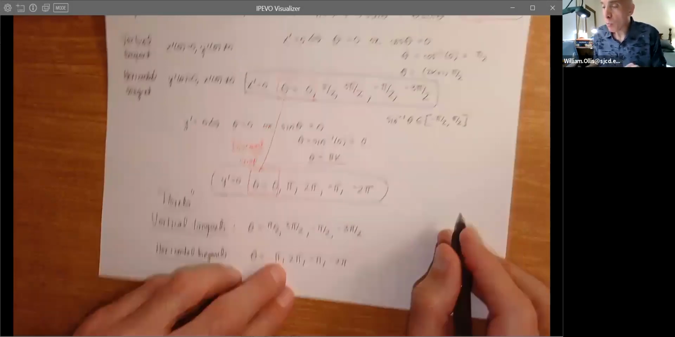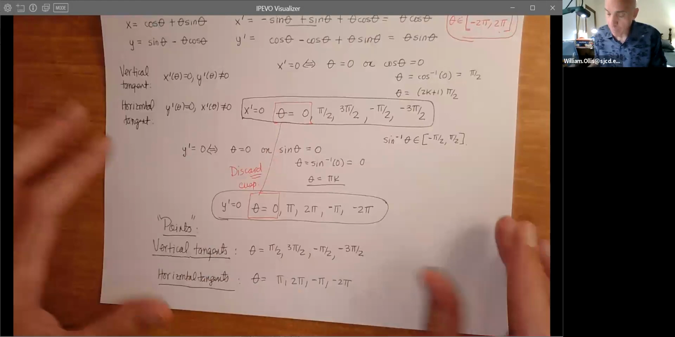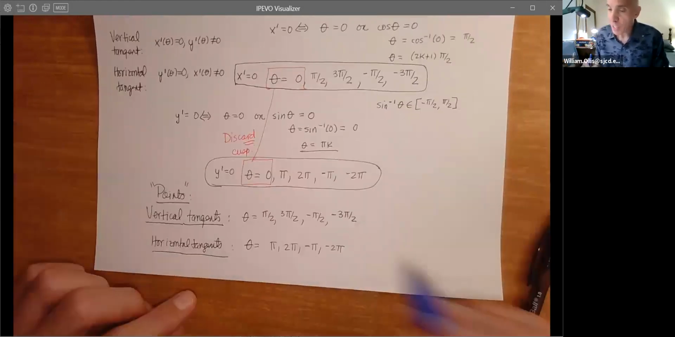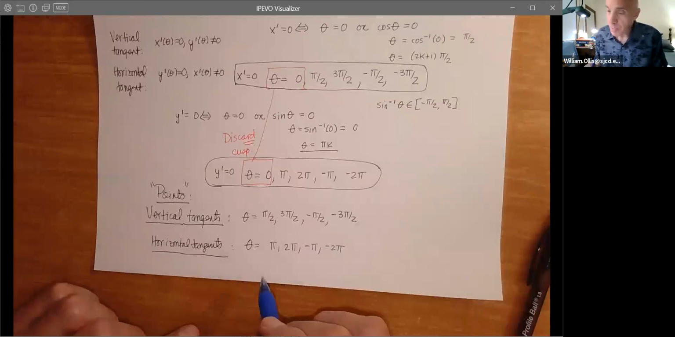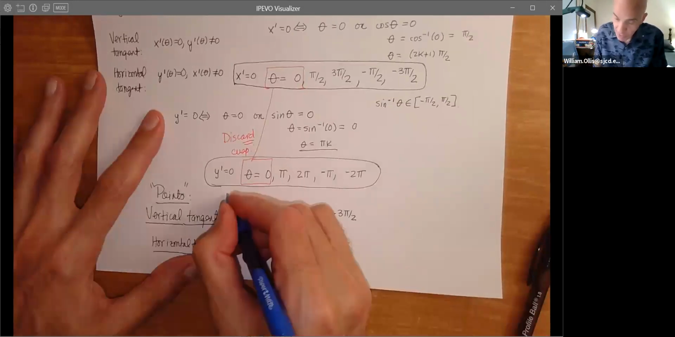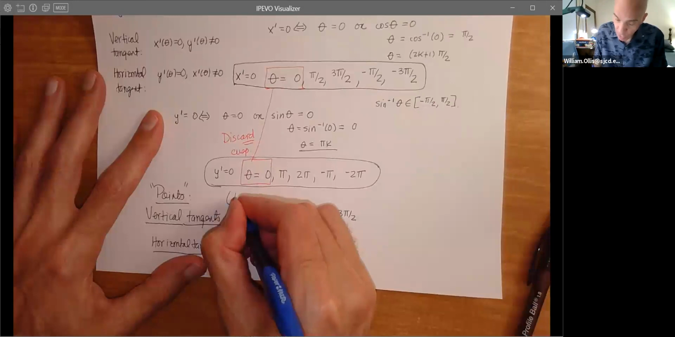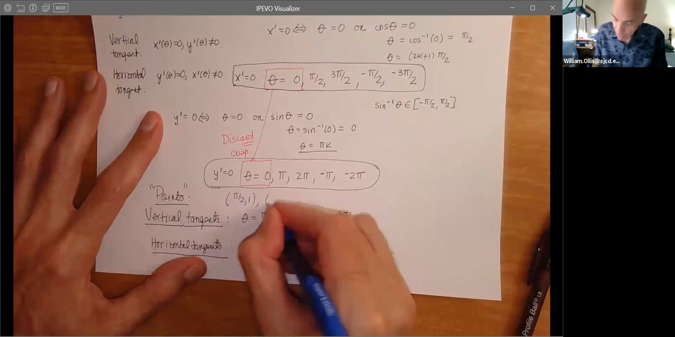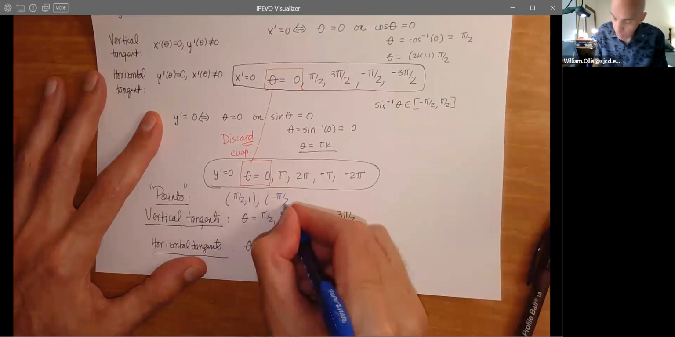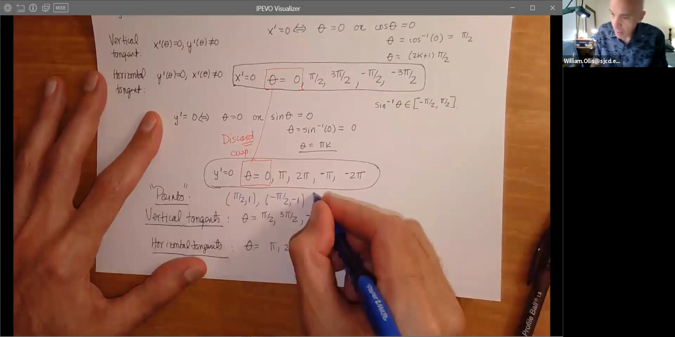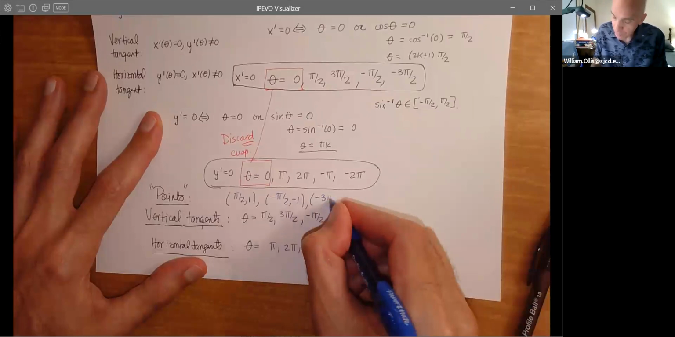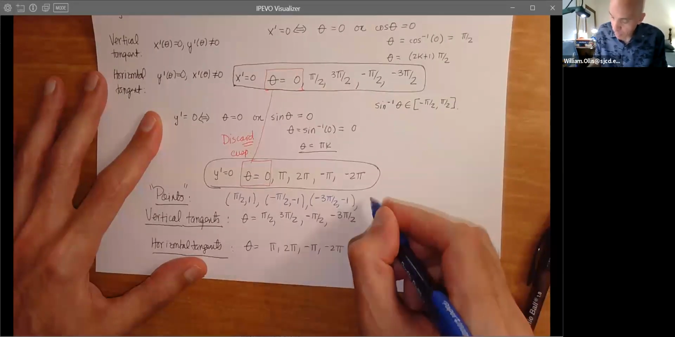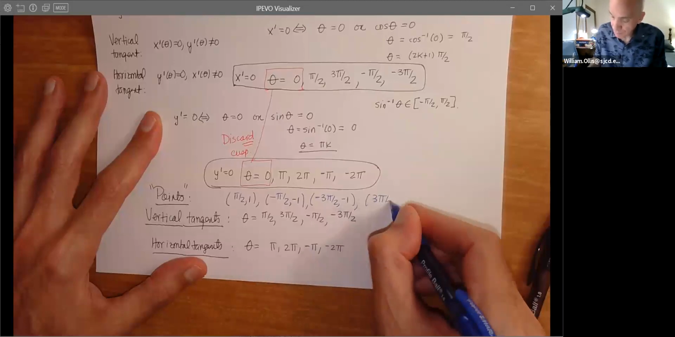Now what you can do here for all of these values, you can actually go in and write the actual points. And I wrote them all down. That is, you'll get pi over 2, 1. These are easy. I just thought I'd list them. Negative pi over 2, negative 1, negative 3 pi over 2, negative 1, and 3 pi over 2, 1.